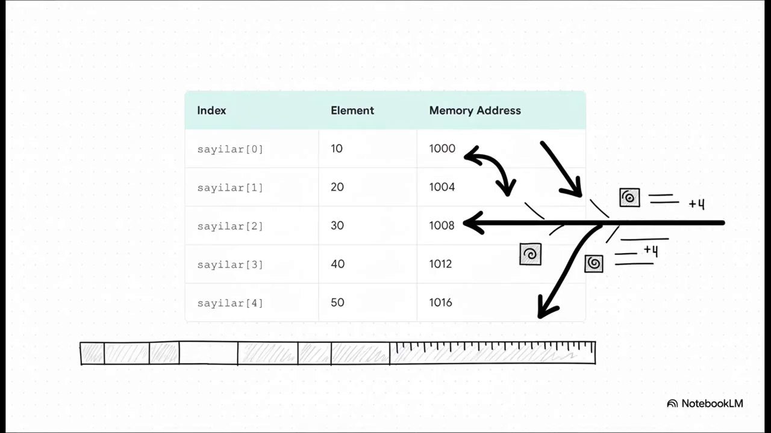So this table really shows you what we mean by contiguous. Look at the memory addresses. If our integer array starts at address 1000, and we know an integer usually takes up 4 bytes of memory, then the very next element is guaranteed to be at 1004, and the next one at 1008, and so on. It's perfectly predictable. And that orderly layout is what makes arrays so fast and efficient.